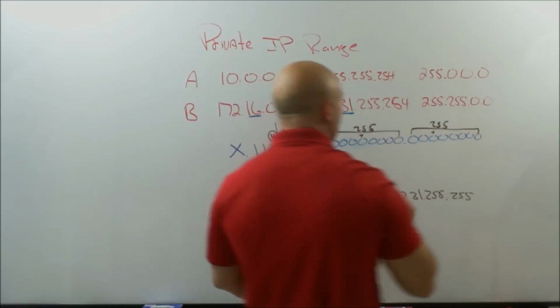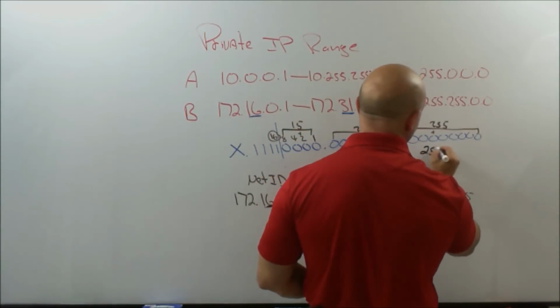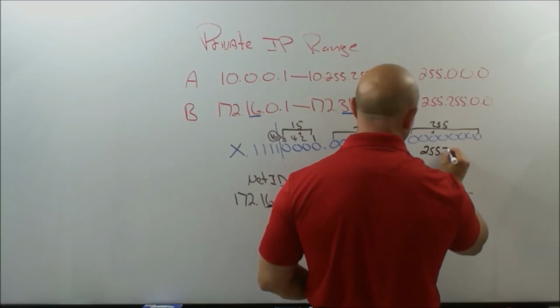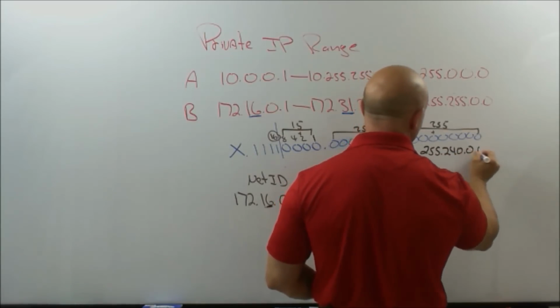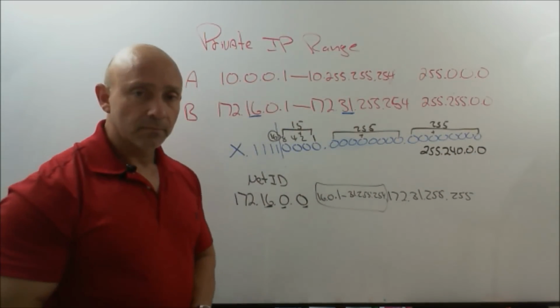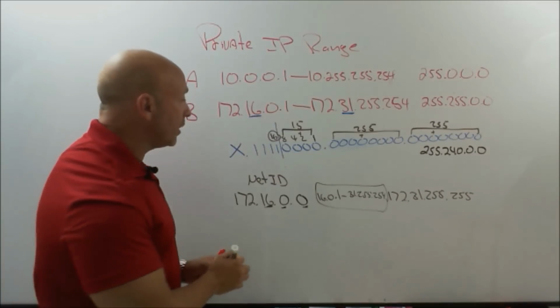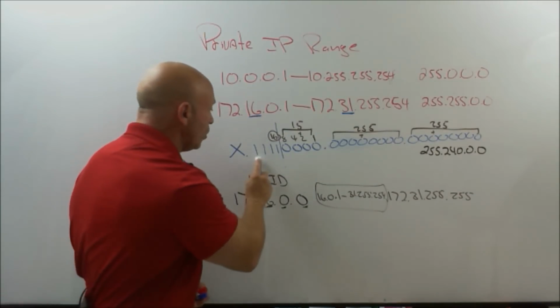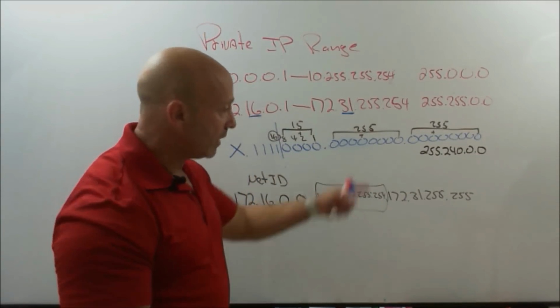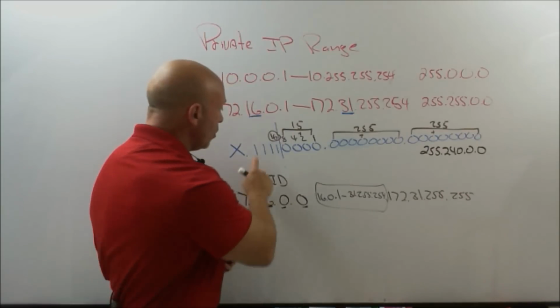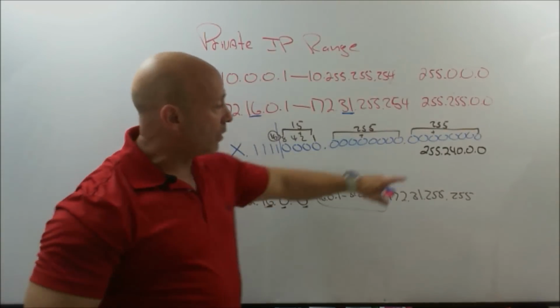255.240.0.0. Look at that. Why is it 240? Bit to decimal table, 1, 2, 3, 4. If you didn't see the free hex video, that's why I explained that. Well, I'll explain it here as well. You add these 4-bit values, and that's how you get your mask.